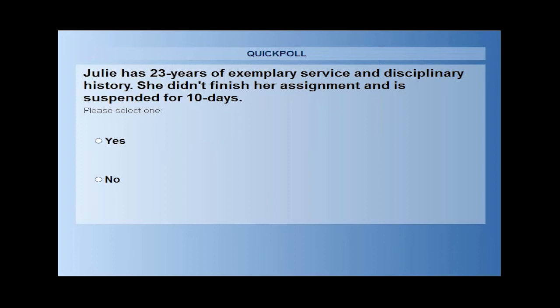Julie is an employee with 23 years of exemplary service and no disciplinary history. A management investigation finds that she's guilty of leaving work without finishing her tasks and leaving her paperwork incomplete. She says she had a family emergency and wasn't thinking straight. Paperwork issues are usually a first-level written warning. Management issues a 10-day suspension. There was just cause to issue this level of discipline, yes or no?